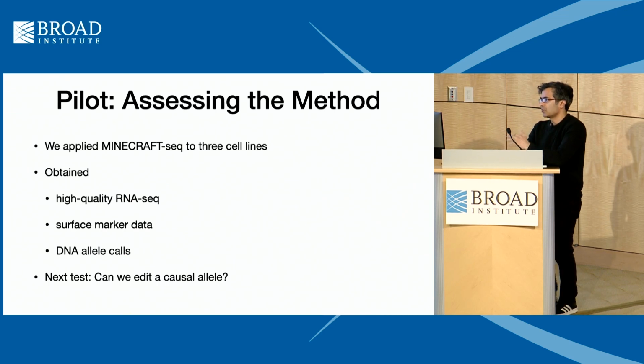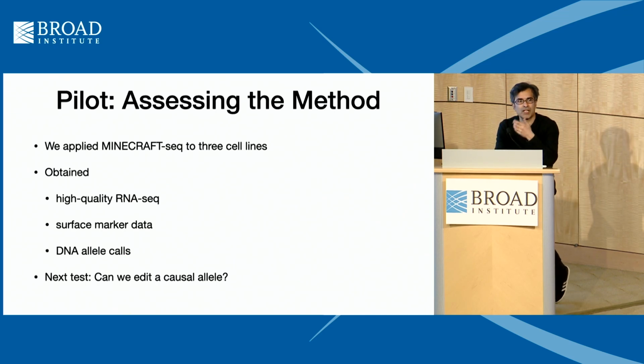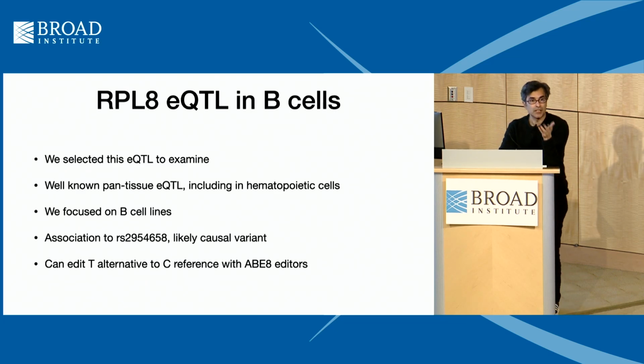So the pilot showed us that we can apply this approach to cell lines, and we're able to obtain high-quality RNA, surface marker data, and also DNA allele calls. And so the next test is, can we edit a causal allele? So we started with an eQTL, RPL8. This is an eQTL gene. We looked at it specifically in B cells. This is a well-known pan-tissue eQTL. We focused on B cell lines. We picked a particular variant, rs2954658. It's likely the causal variant, as I'll show you in a second. And what we can do is we can use ABE editors to edit the T alternative allele to the C reference allele.